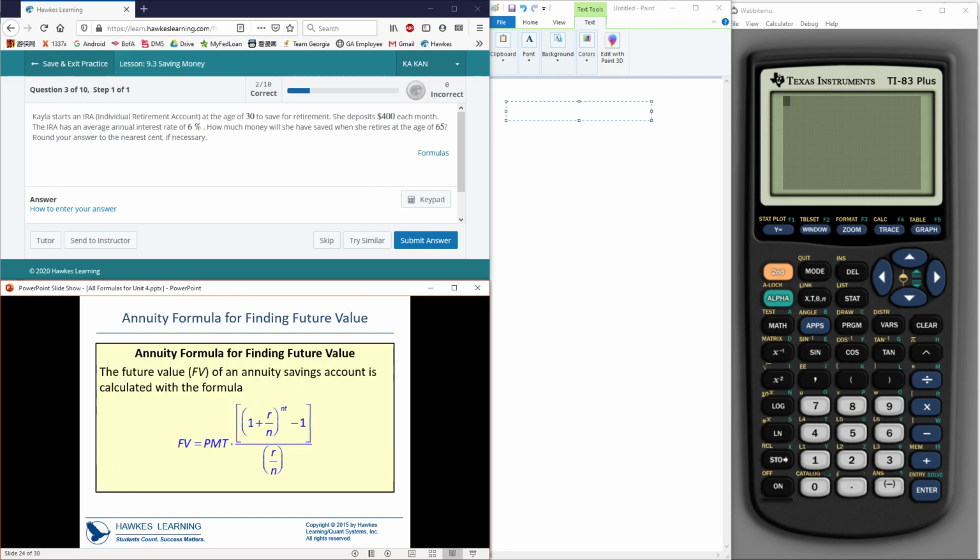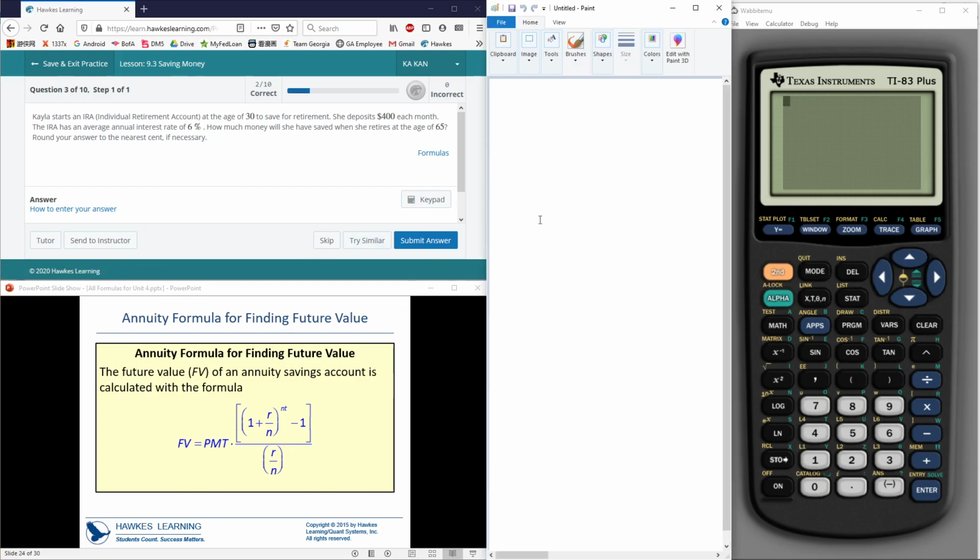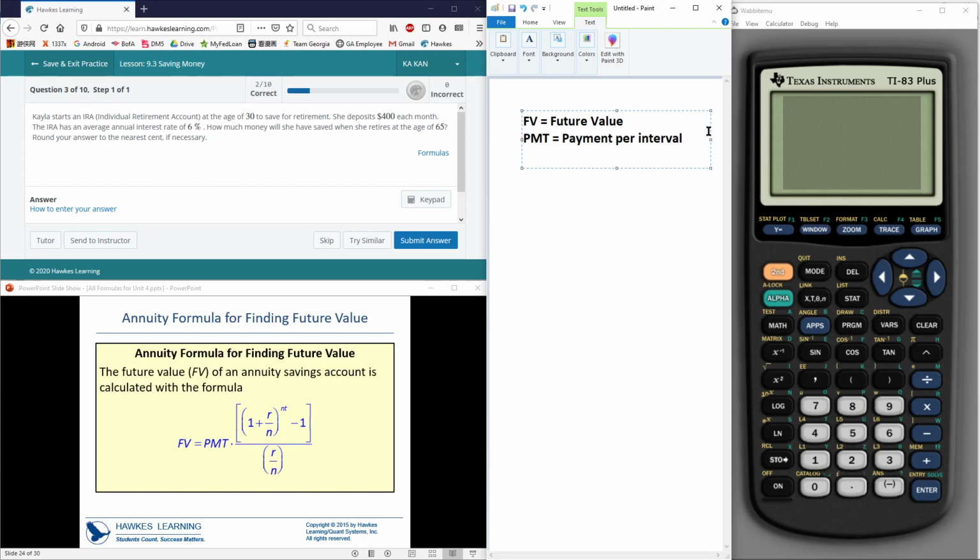So go to the PowerPoint. That is called an annuity, where you are either putting money in gradually, every so often, or you're taking money out every so often. So in this formula, FV, of course, is the future value. It's how much you want in the end. What's PMT? PMT is the payment per interval. So what interval are we talking about? It depends. In our case, it's monthly, so it's payment per month.